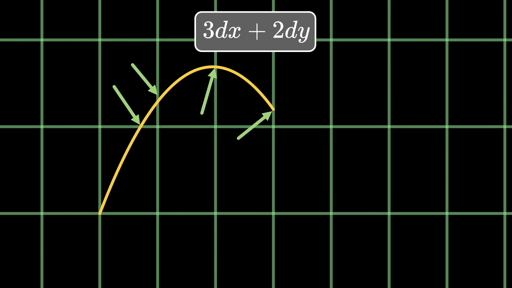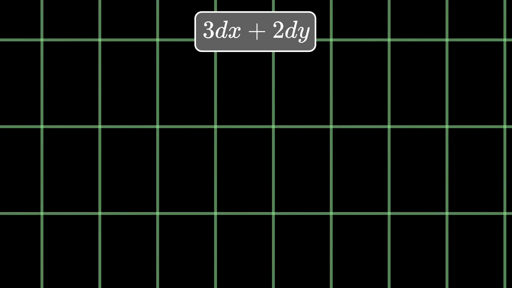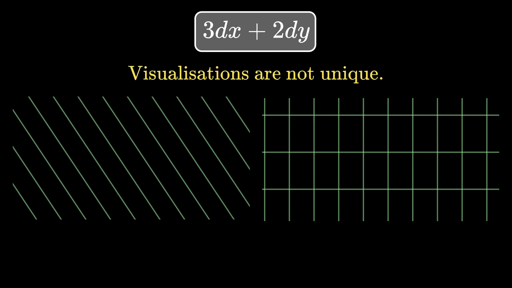This picture involves more lines than the other one with the parallel lines, but visualizing the sum of differential forms by combining their respective pictures is useful later on. So, there can be multiple ways to represent the same differential form, and the visualizations are not unique.